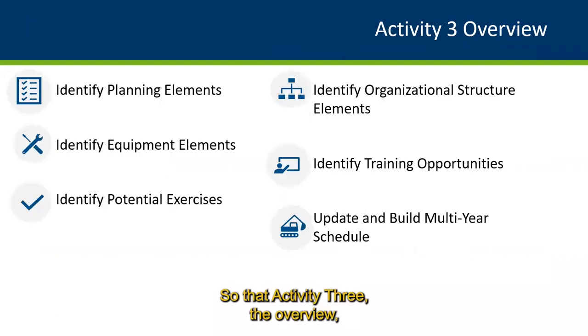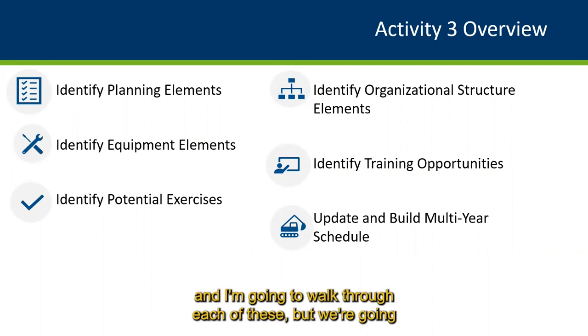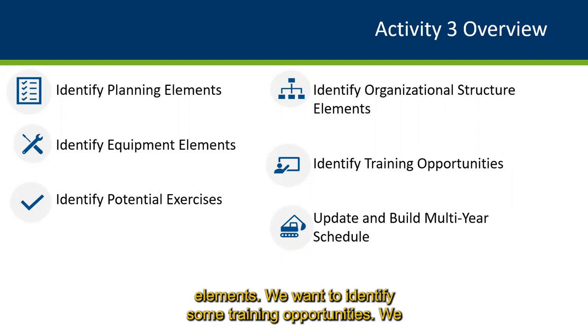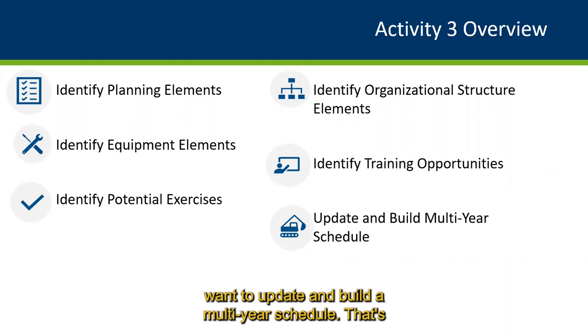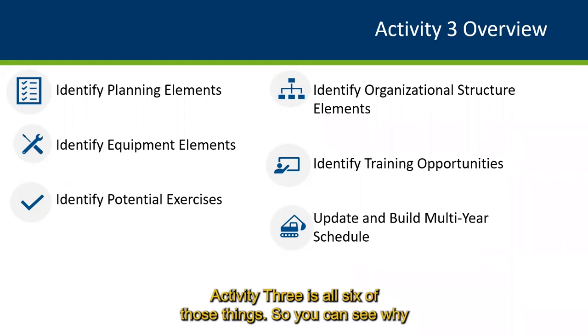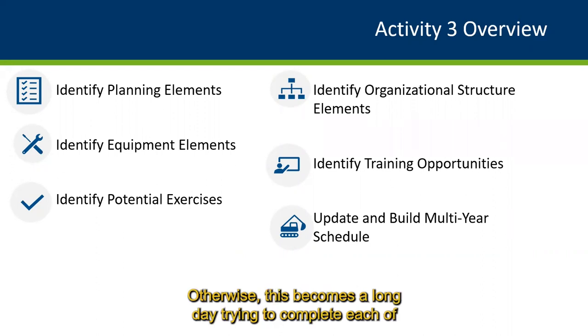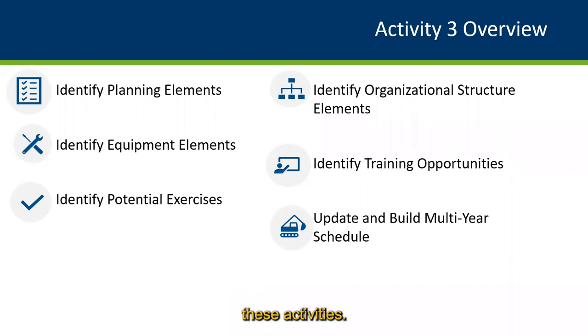So that activity 3, the overview, and I'm going to walk through each of these, but we're going to identify some planning elements, identify some equipment elements, identify some potential exercises. We're going to look at some organizational structure elements. We want to identify some training opportunities. We want to update and build a multi-year schedule. That's activity 3, is all 6 of those things. So you can see why it's beneficial to do some legwork ahead of time. Otherwise, this becomes a long day trying to complete each of these activities.